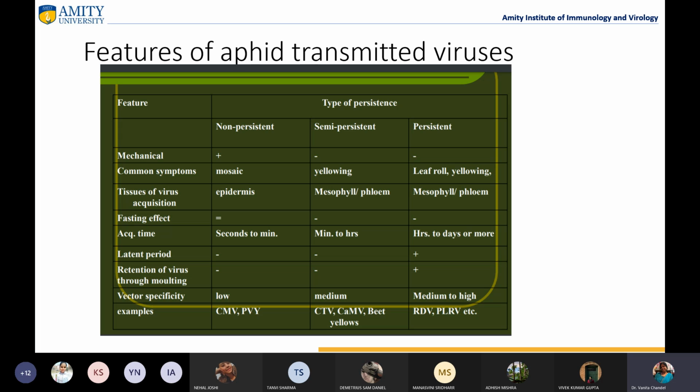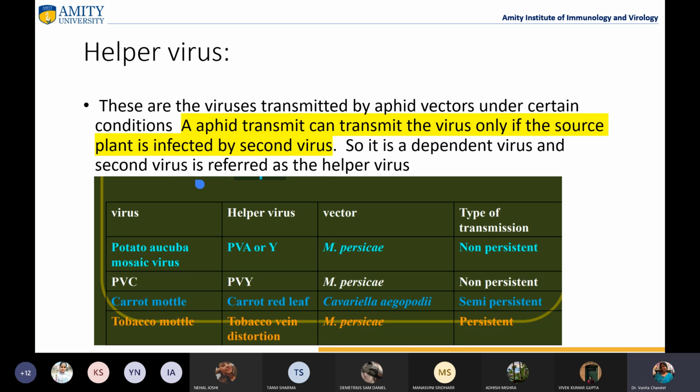These are features of aphid transmitted viruses, like how they are transmitted, whether they are mechanical, and whether they are non-persistent, semi-persistent, or persistent. What are the common symptoms which are being produced? Mosaic, yellowing, leaf rolling. What are the tissues of the virus? Some viruses go for the epidermis, and then the mesophyll, and the mesophyll and phloem. What is the acquisition time? So these are certain characteristics of the vectors.